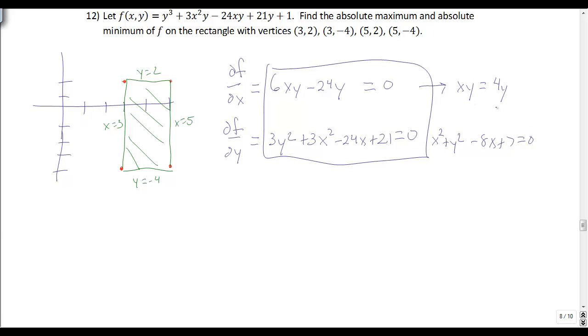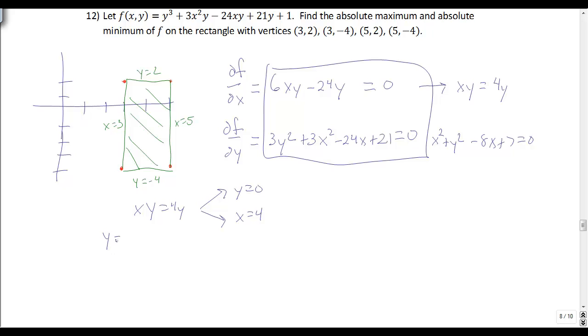Okay, now I'm going to focus on the first equation, xy = 4y. You'd like to divide by y, but you can't do that if y equals 0. So if y equals 0, the two sides are equal and we're done. If y does not equal 0, you can divide by y, and you get x equals 4. So we have two cases, one when y is 0, one when x is 4. We're going to plug y = 0 into the second equation and see what happens, and then plug x = 4 into the second equation.